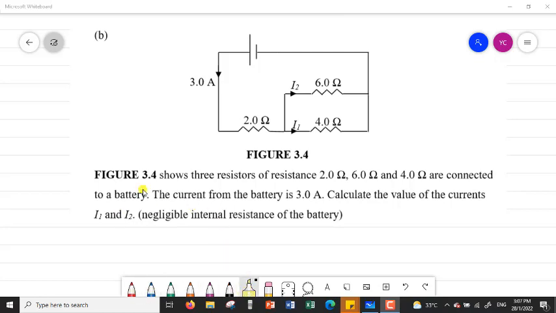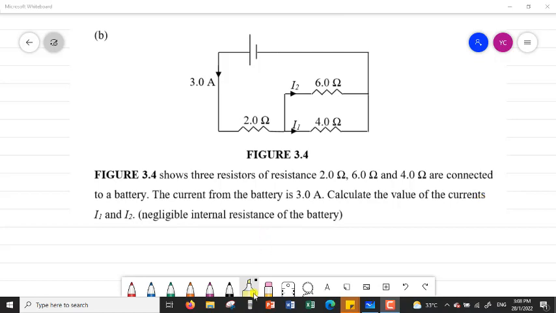Hello boys and girls, so in this video we proceed to question 8b. We are given figure 3.4 showing 3 resistors, 2 ohm, 6 ohm and 4 ohm connected to a battery. The current from the battery is 3 ampere. Calculate the value of current I1 and I2. So we want to determine I1 and I2.